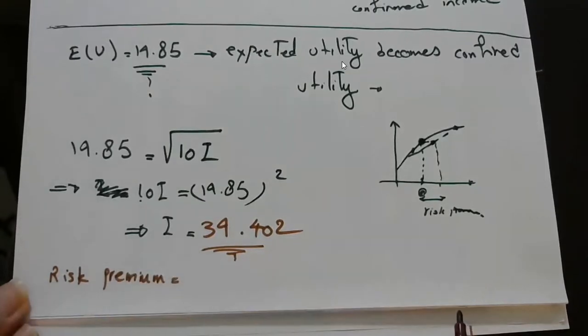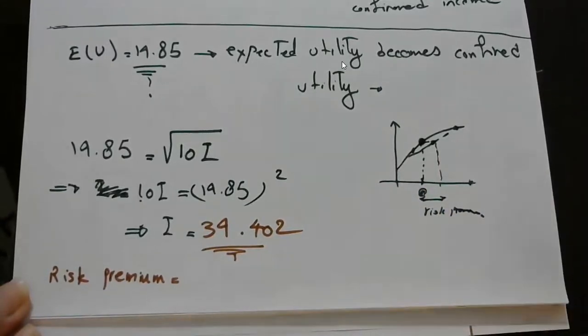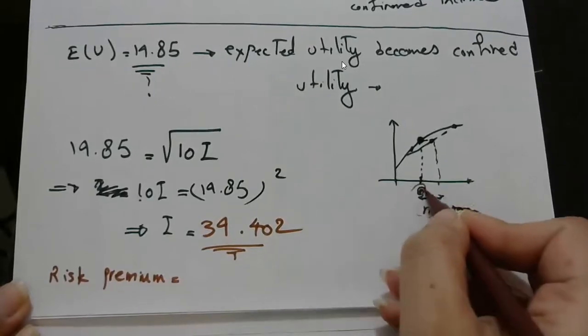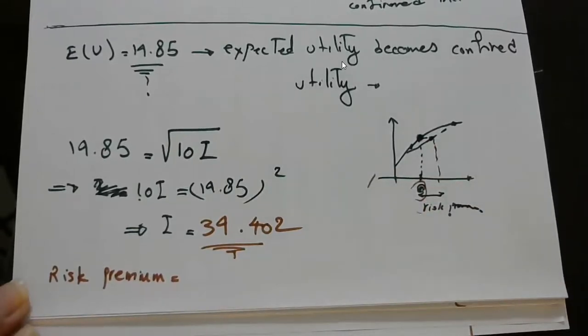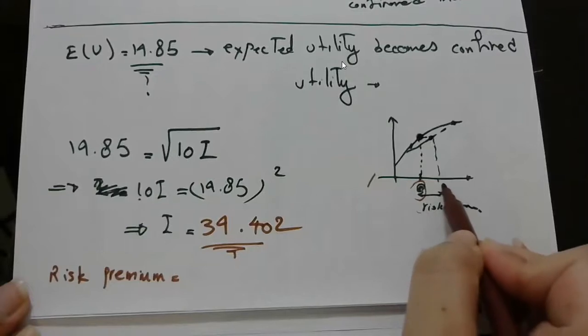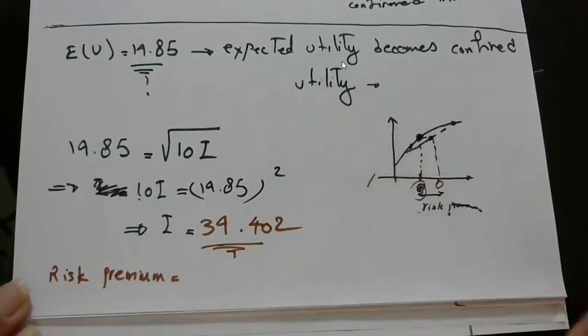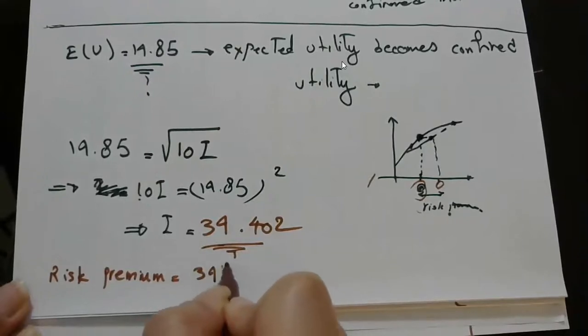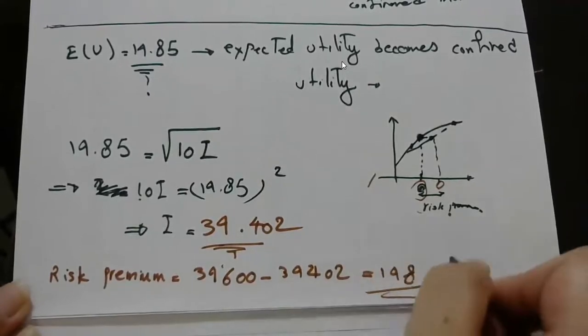So what was the definition of the risk premium? You remember that in this graph I have shown you that the risk premium is the expected income minus the income which makes this expected utility a confirmed utility. Now the expected income we also calculated. Yes, exactly, thank you Fahad. So Fahad has calculated, and I'm sure that you could calculate that. We have to know the expected income, then the expected income minus this level of income, which makes the expected utility a confirmed utility. So that's why 39,600 minus 39,402 is 198, which is the risk premium.